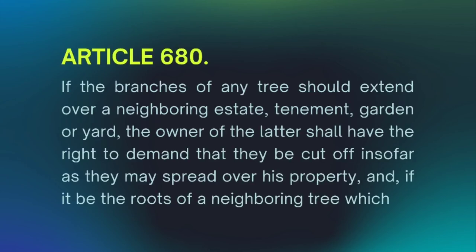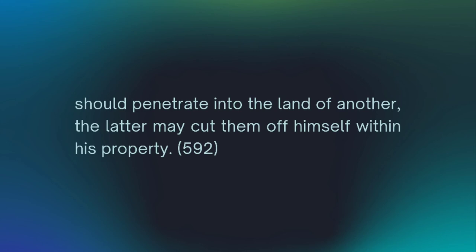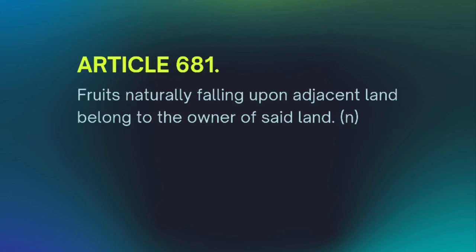Article 680. If the branches of any tree should extend over a neighboring estate, tenement, garden or yard, the owner of the latter shall have the right to demand that they be cut off, insofar as they may spread over his property, and if it be the roots of a neighboring tree which should penetrate into the land of another, the latter may cut them off himself within his property. Article 681. Fruits naturally falling upon adjacent land belong to the owner of said land.